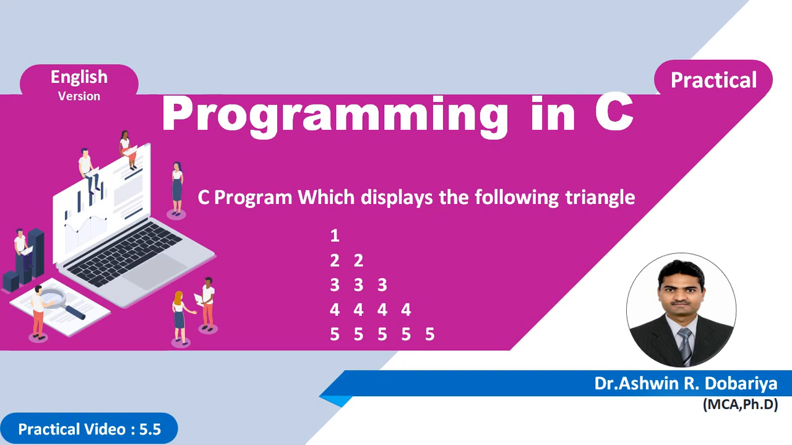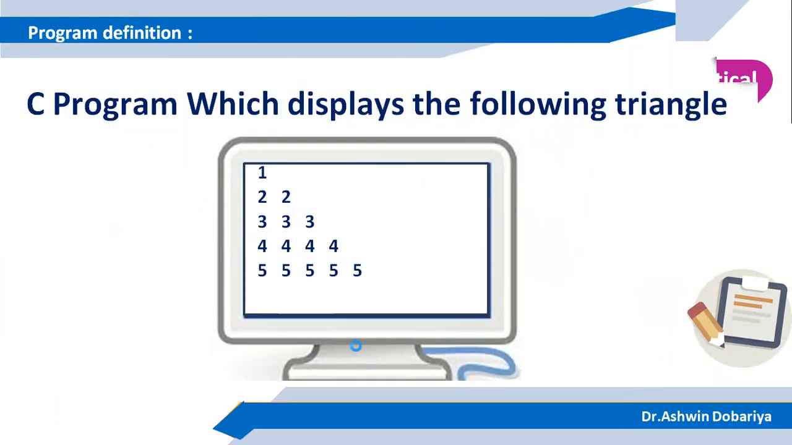In this video we will discuss a left aligned triangle of numbers, like 1, 2 2, 3 3 3, 4 4 4 4, 5 5 5 5 5. So this is the left aligned triangle we want to display on the screen using C programming. I will also explain how we can make this program in general.